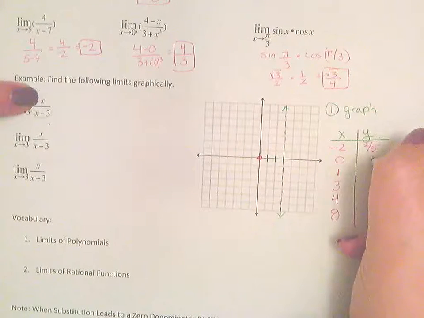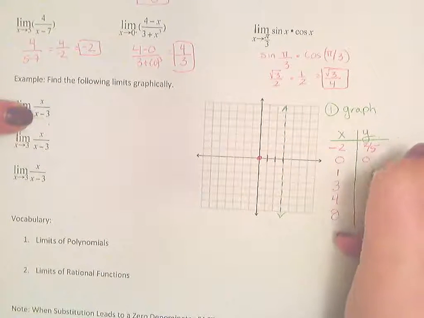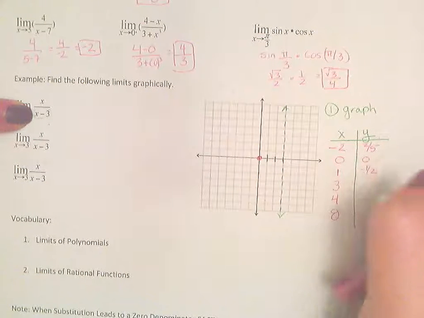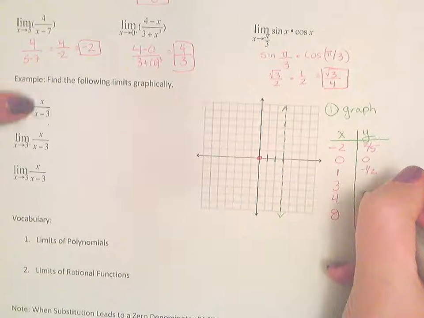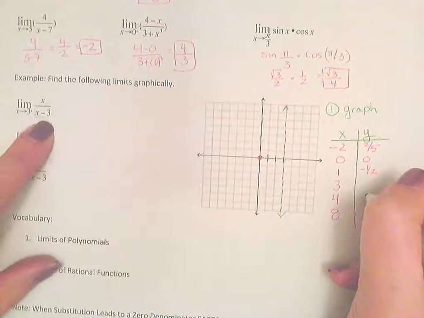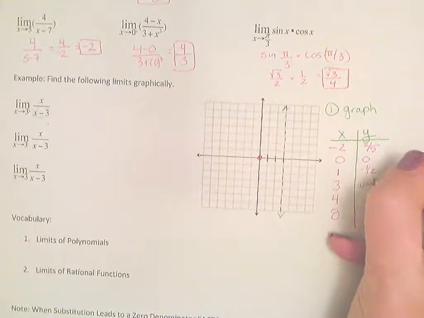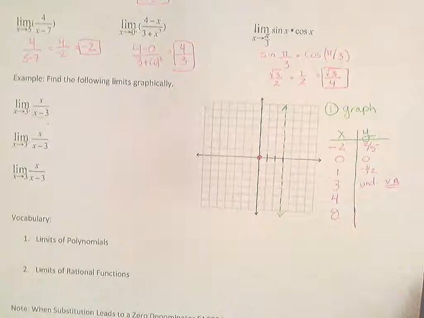At 0, 0 over -3 is 0. At 1, 1 divided by -2, which is -1/2. At 3, it's going to be 3, and what happens here is 3 minus 3, which is 0. So 3 divided by 0 is undefined, which makes sense, right? That we have a vertical asymptote there.